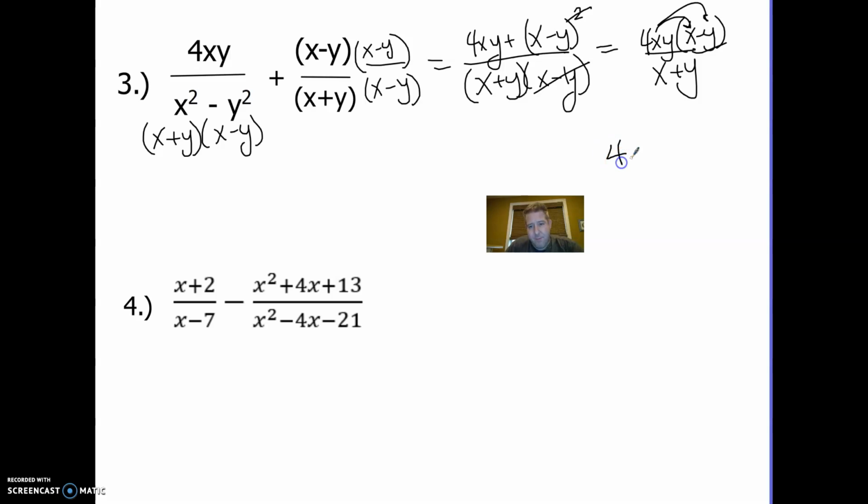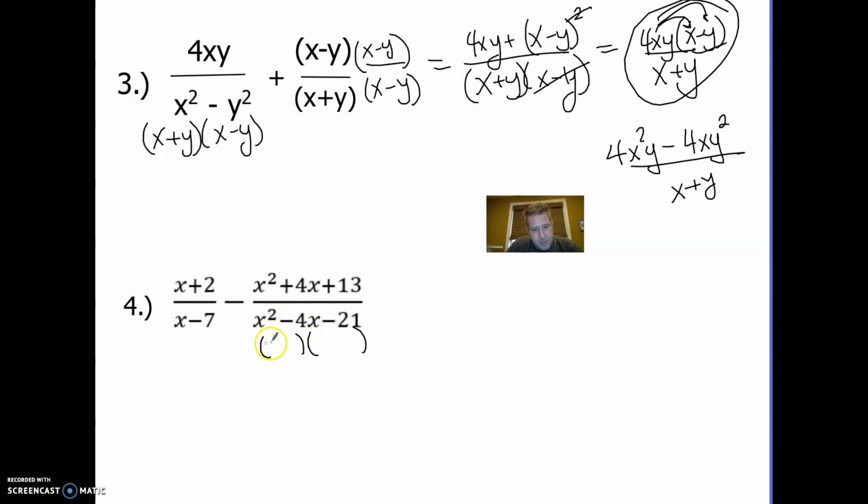So that's going to give me 4x squared y minus 4xy squared over x plus y, which would be the exact same thing as this. Actually, I'm going to leave it right there. So the next one, I'm going to factor on bottom and top first. So this looks like it's going to be x minus 7 and x plus 3. And on top, 13 isn't factorable, so there's nothing I can do up here for the time being.